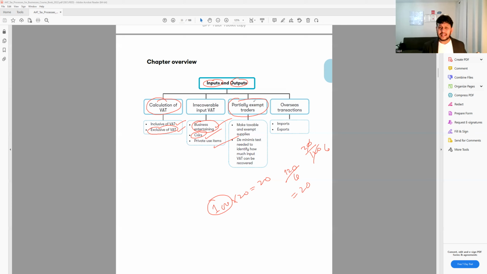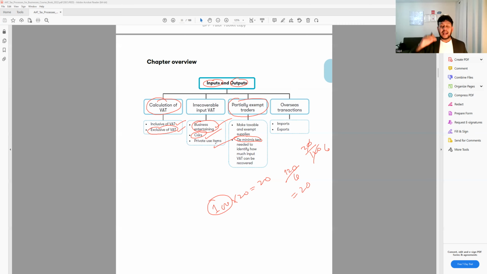Now, the question is, can you claim all the VAT on the rent? Can you claim all the VAT on heat and lighting, on the electricity? So when we have a common purpose and we have mixed supplies, at that time we have to do a test and we call it the de minimis test. So the de minimis test will help us determine, can I claim all the unallocated VAT?